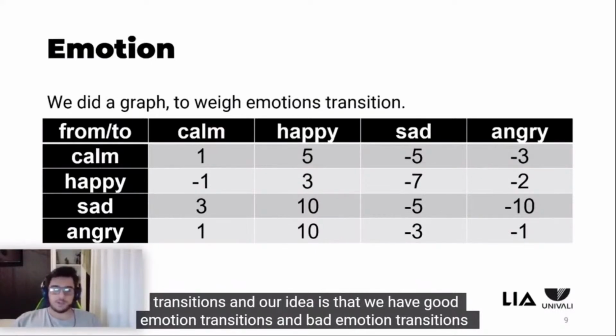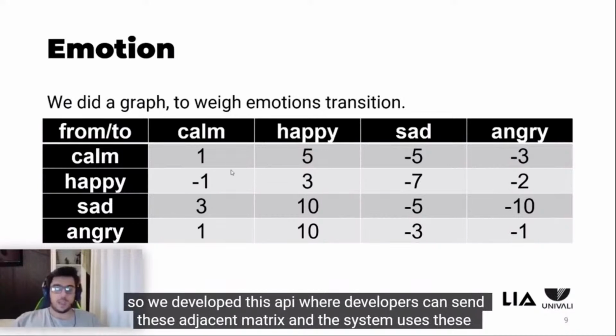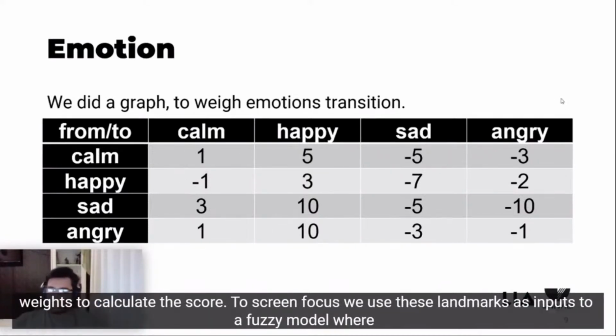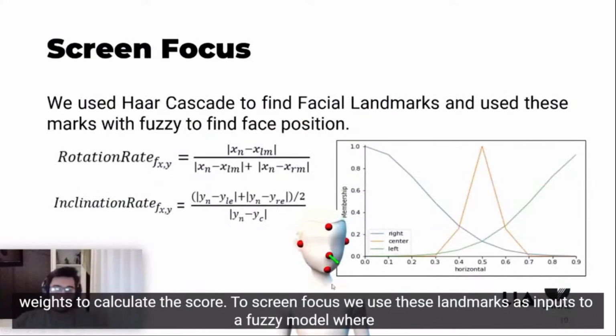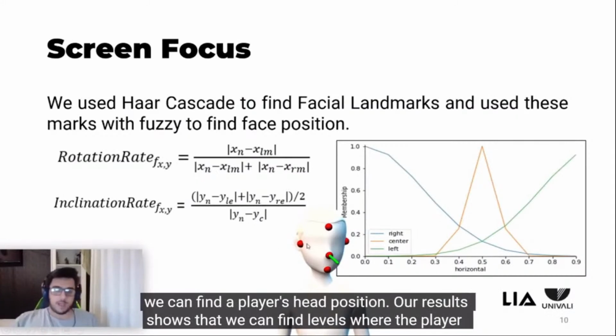and bad emotion transitions. So we developed this API where developers can send this adjacency matrix, and the system uses these weights to calculate the score. For screen focus, we use these landmarks as inputs to a fuzzy model where we can find the players' head position.